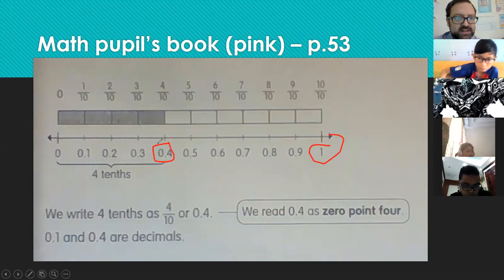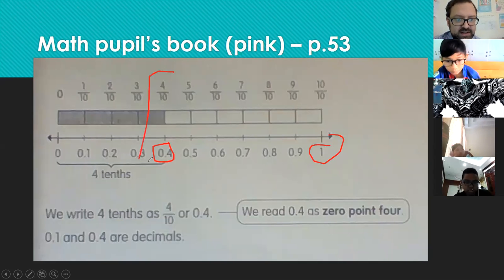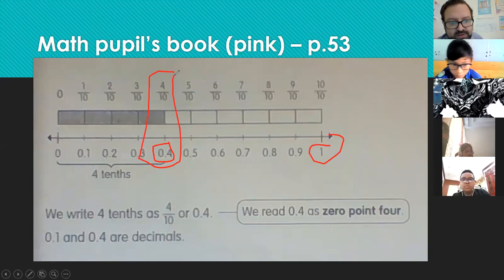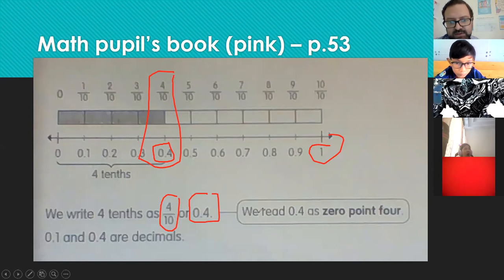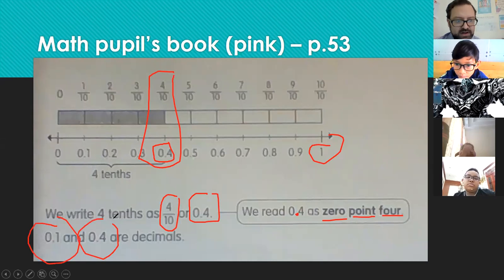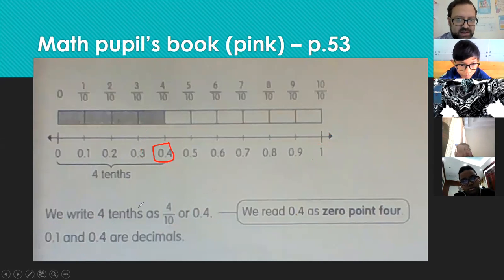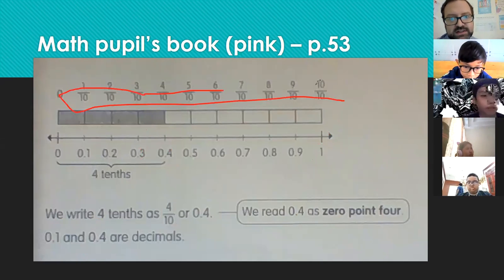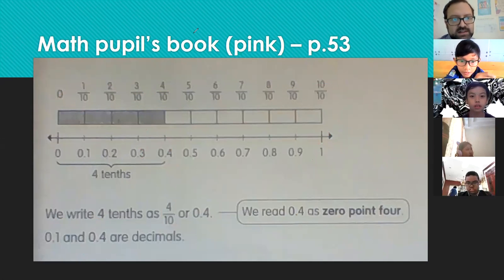So here we have 4/10 shaded. 4/10 is equal to 0.4, all right? It says right down here, we write 4/10 as 4/10 or 0.4. And we read this as 0.4. Anytime you see a decimal point like this, we can just read that as point, okay? 0.1 and 0.4 are decimals. And once again, we are just sticking with our friend 10. We are dividing everything into 10 parts, and that makes it nice and easy.